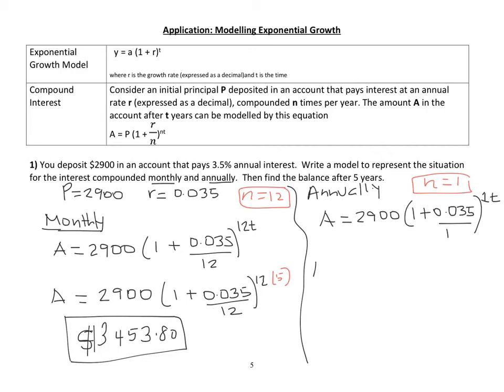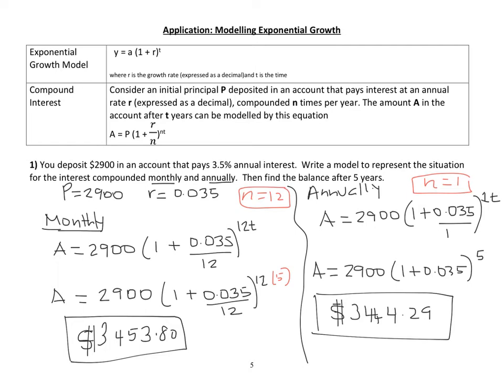So to get the amount now, I just need to put 2,900 times 1 plus 0.035, and then this is raised to 5 because t is 5, and this is going to give me 3,444.29. And you can see it's better when it is compounded monthly, which makes sense because it's getting more interest.